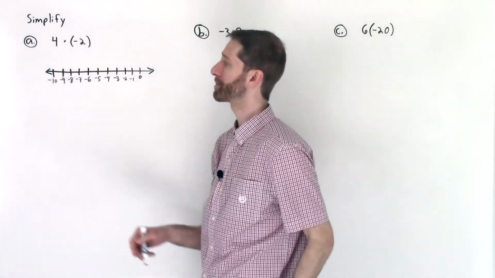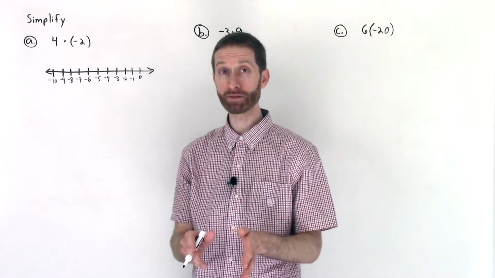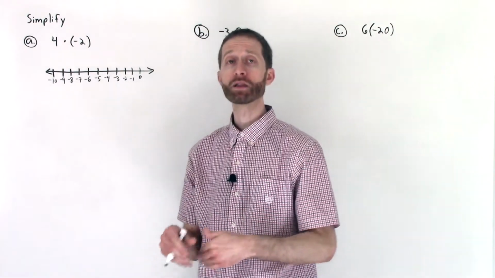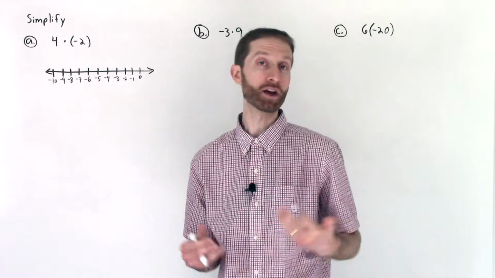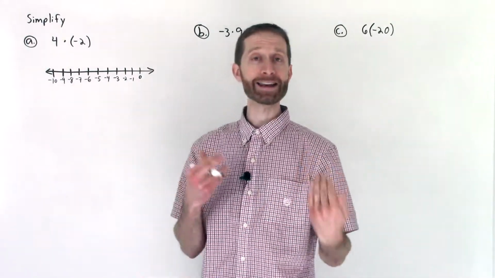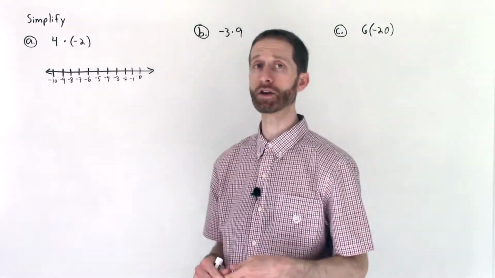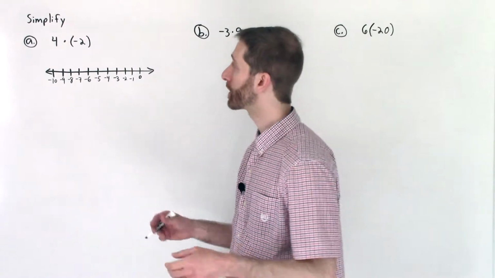This says 4 times negative 2. Now here's the rule. When you multiply a positive number by a negative number, the resulting value is going to be negative. In other words, a positive times a negative is a negative, or a negative times a positive is a negative. So when you multiply opposite signs, you get a negative number. Why is that? Well, let's look and see.